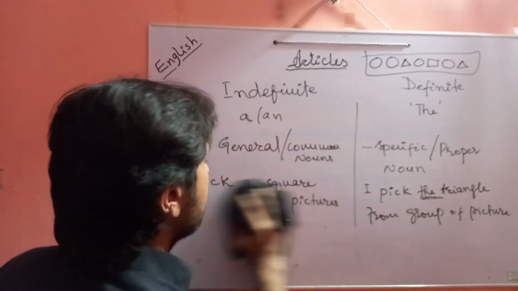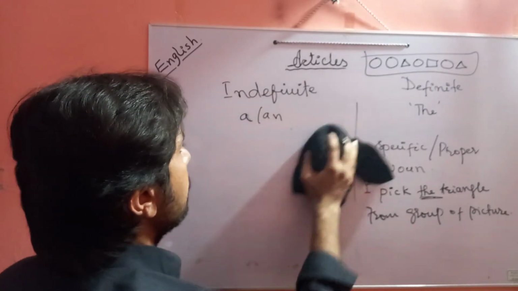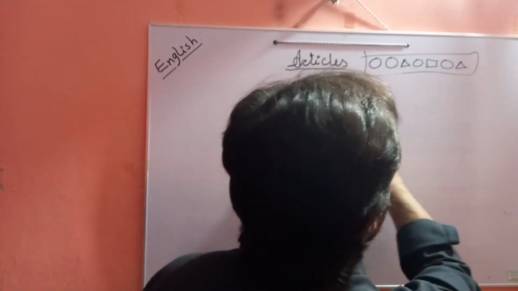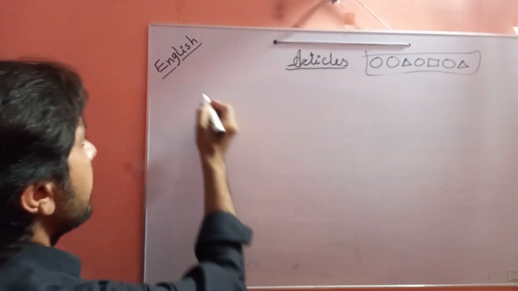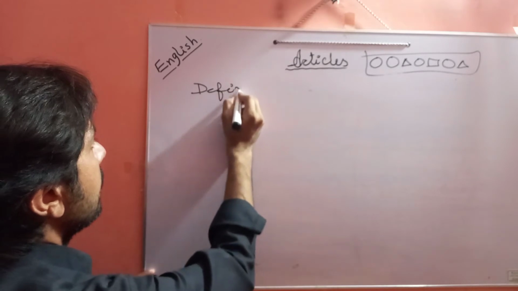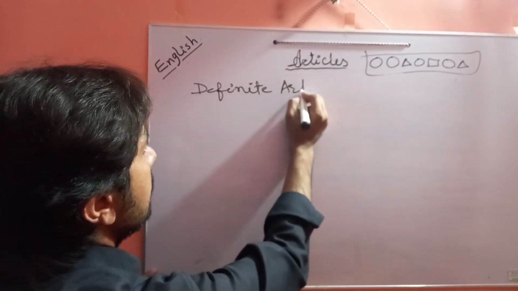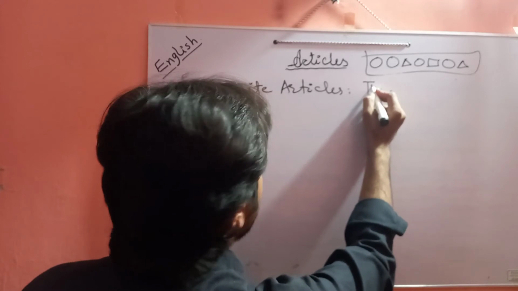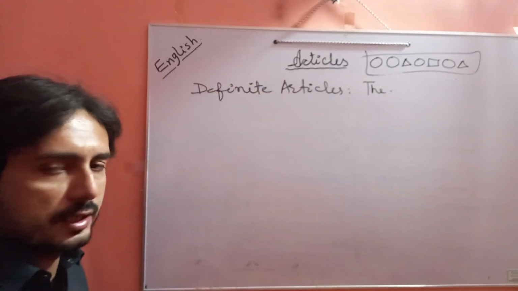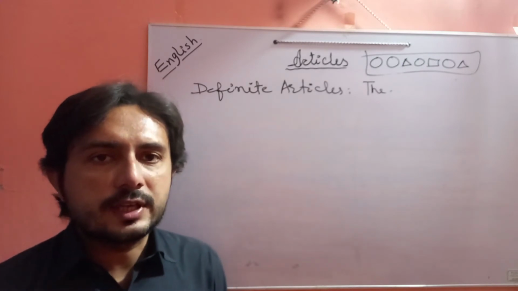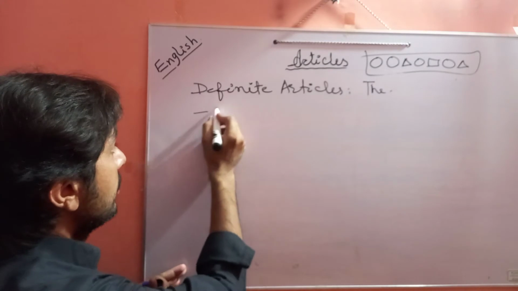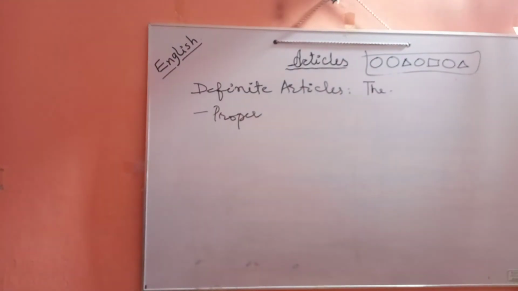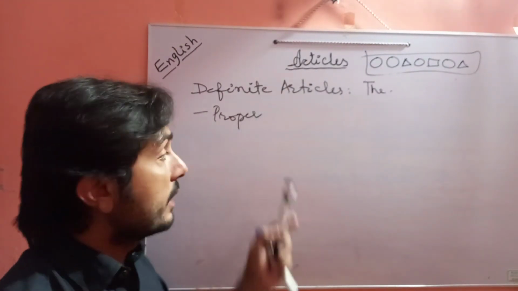Since the use of the definite article is quite big, and it's quite confusing as well, I'm just erasing all this and we will discuss it in detail. Okay, so now here we have the definite articles. As I told you, the article "the" is the definite article. The first use of the definite article is that it is used with proper nouns.